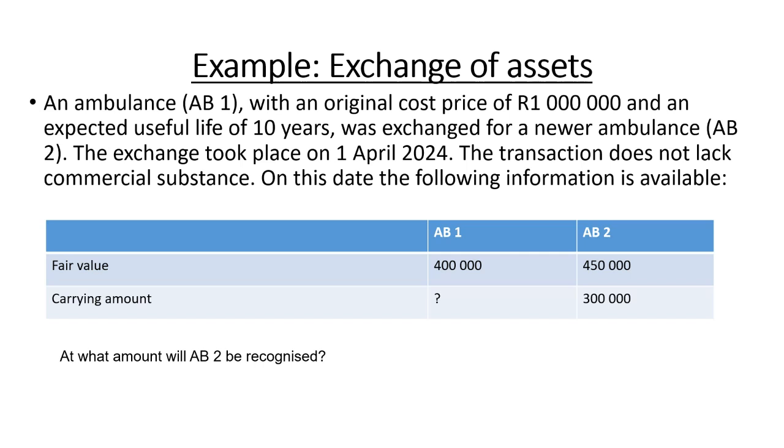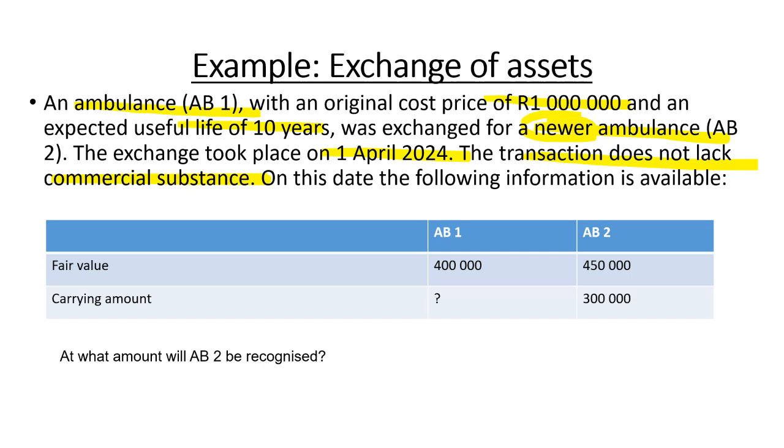If we look at an example of the exchange of assets, the question says, I have an ambulance AB1 with an original cost price of 1 million and an expected useful life of 10 years. This ambulance was exchanged for a newer ambulance. So this should already guide you a little bit. The exchange took place on 1 April 2024. And the question is now very specific, making it easier for you: the transaction does not lack commercial substance.